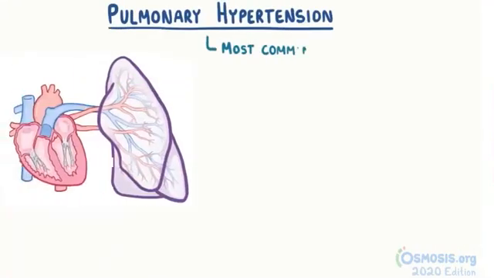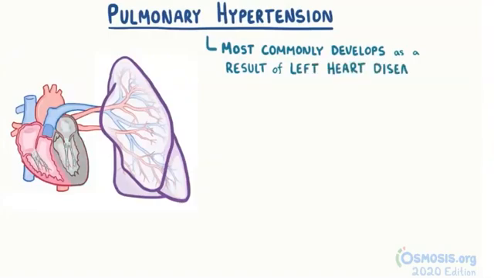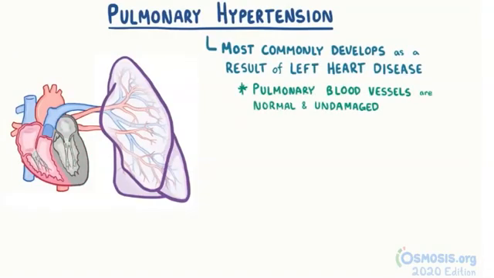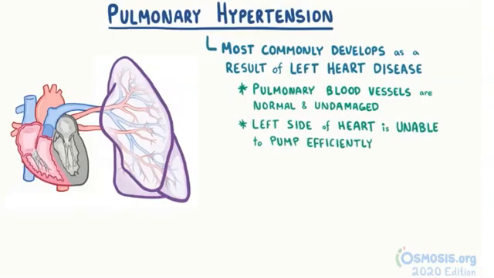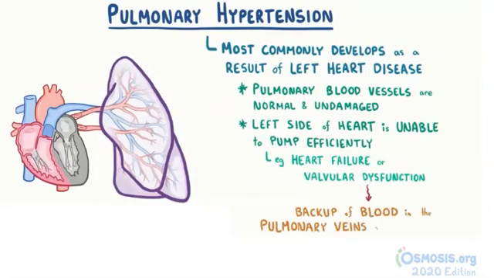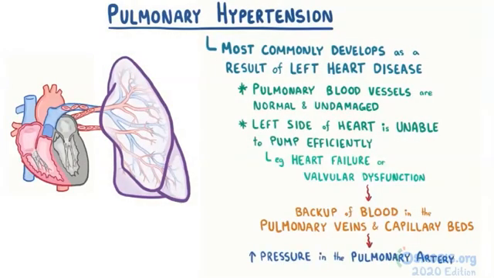Pulmonary hypertension most commonly develops as a result of left heart disease. Here, the pulmonary blood vessels are normal and undamaged, but the left side of the heart's unable to pump efficiently, for example because of heart failure or valvular dysfunction. This causes a backup of blood in the pulmonary veins and capillary beds, which can increase the pressure in the pulmonary artery.